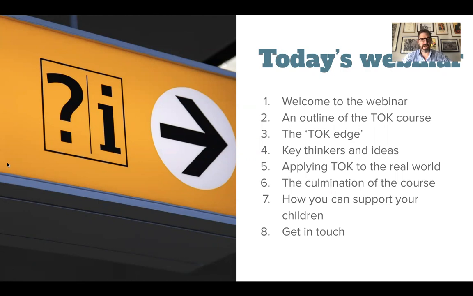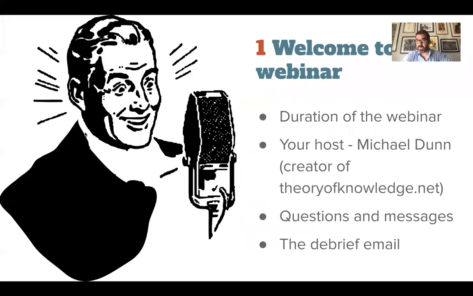Okay, so I am going to just introduce myself. I'm not going to assume that you know who I am. My name is Michael Dunn. About 10 years ago, I set up a website called theoryofknowledge.net, and it has very happily grown into something quite large. I think I'm correct in saying it's the largest online resource for theory of knowledge in the world, and it's used by a lot of schools around the globe. We provide a lot of free content for students and for educators, and we also offer a membership package to schools so they can draw on our teaching and learning resources.